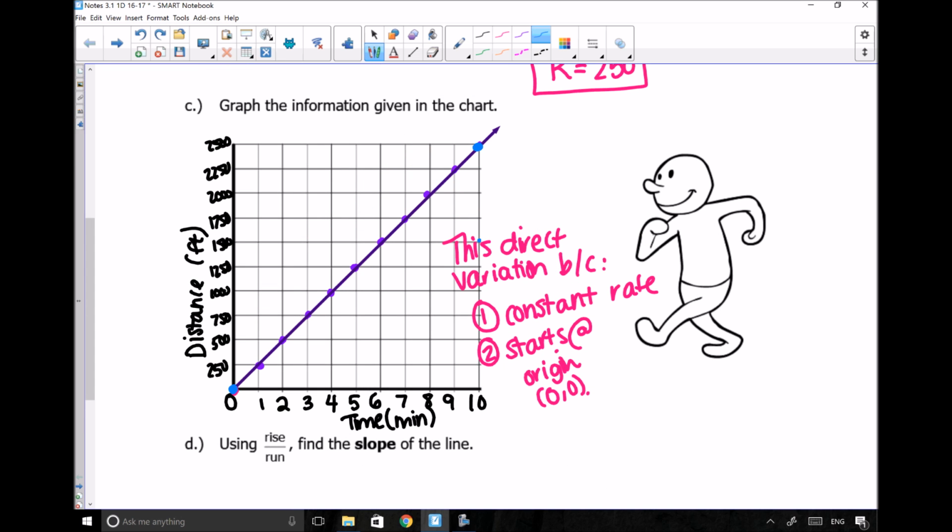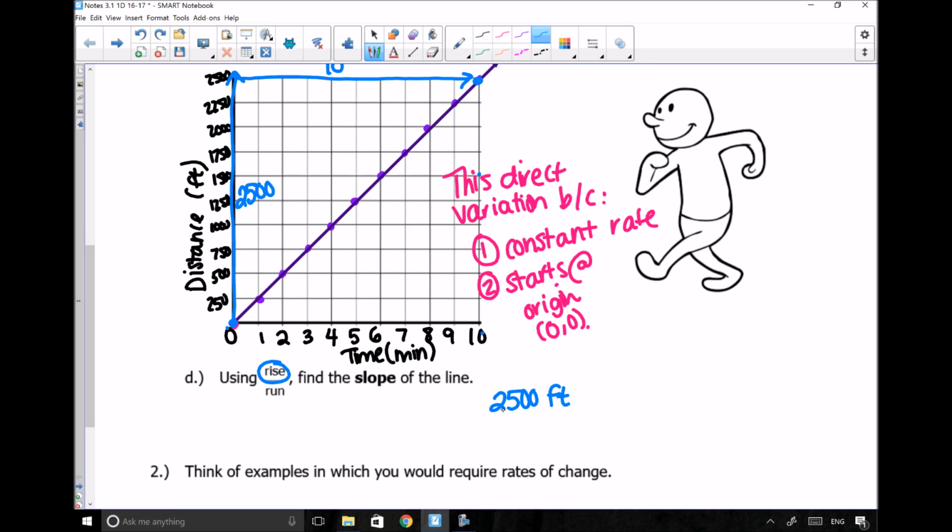See how much it goes up by. So this right here is increasing from 0 to 2,500. So it went up by 2,500. And then it went over from 0 to 10. So it went over by 10. So my rise right here is 2,500 feet, and my run went over by 10, which is 10 minutes. When I divide that, I get 250 feet per minute.